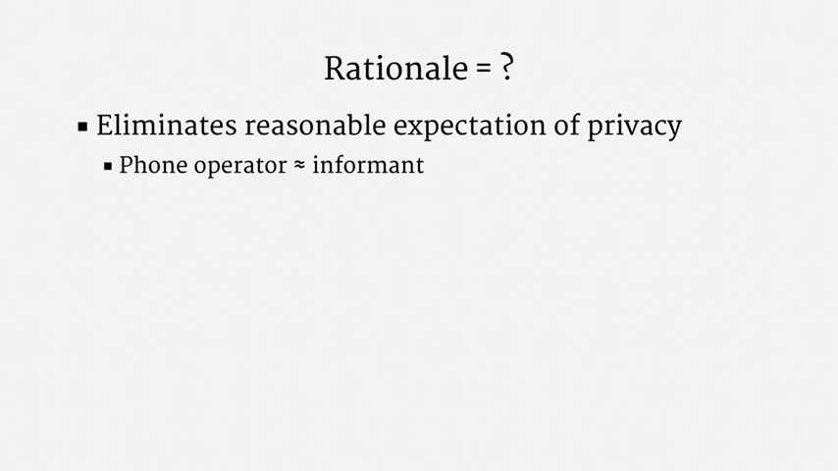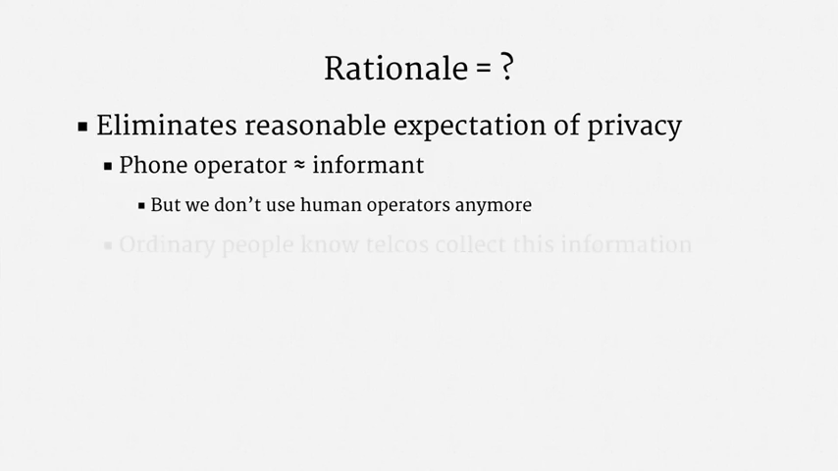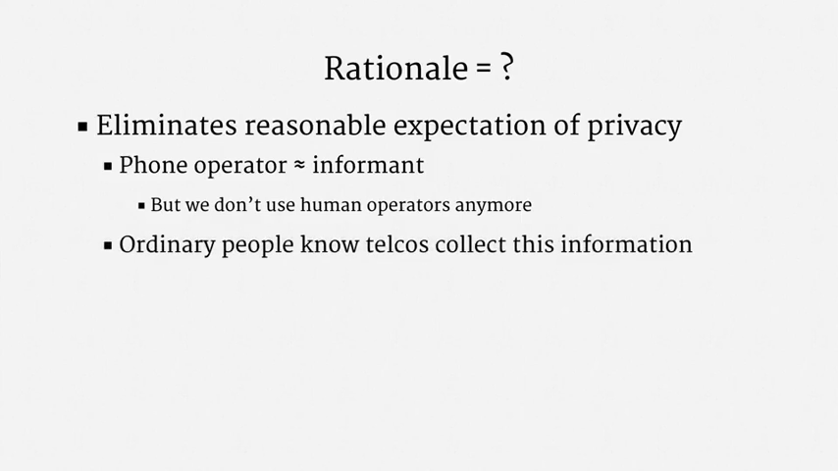Of course, the immediate rebuttal to this point, and the reason it isn't much emphasized now, is that we don't use human phone operators anymore. So, okay, the human informant analogy breaks down fairly quickly. Another reason why privacy expectations are diminished, courts have held, is that ordinary people know their telephone company collects this information. There's an important caveat, though.